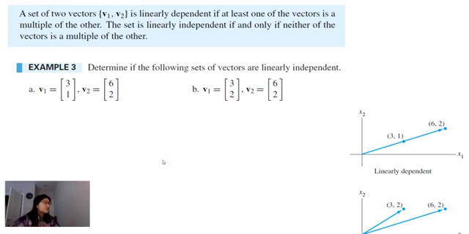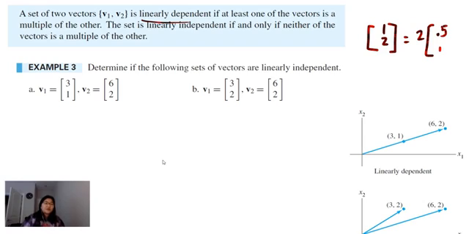And that leads us to this, that a set of two vectors, v1 and v2, is linearly dependent if at least one of the vectors is a multiple of the other. So if we have a vector 1, 2, that's going to equal 2 times the vector 0.5, 1. So one vector is a multiple of the other. So these two are linearly dependent, because they're on the same line as one another.